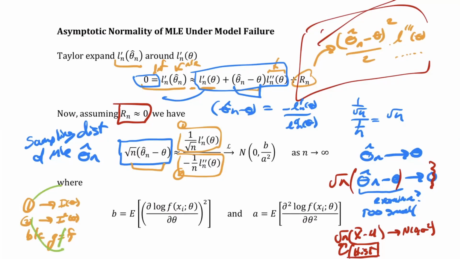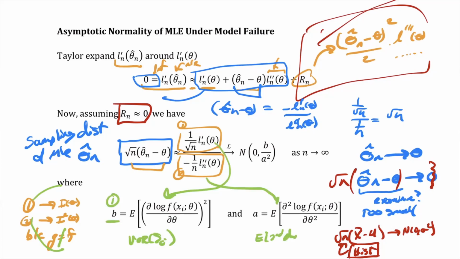And so I'm going to leave it general. So the top, this is number 1 right here, which I'm calling B. The top is going to converge to this guy here, which is the expected value of the score function squared. So this is the variance of the score function. And the bottom here goes to this guy, the expected value of the second derivative. So this is the curvature of the score function.